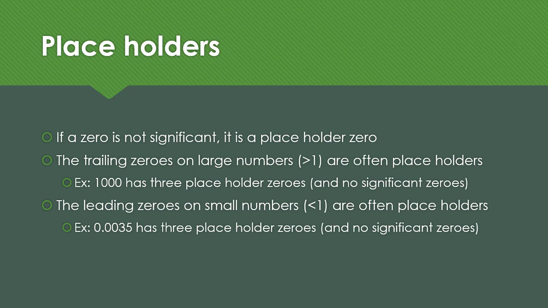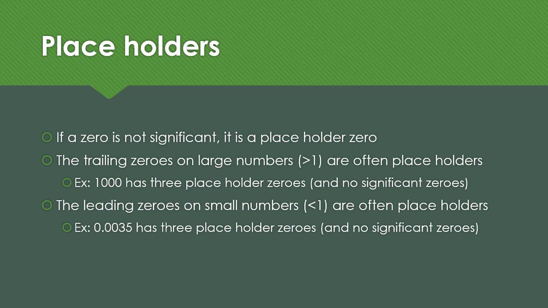So let's talk about placeholders. If a zero is not significant, that means that it's serving the place of a placeholder. There's 2 general situations where you can look for a placeholder. For large numbers, basically anything larger than 1, placeholders are trailing at the end.